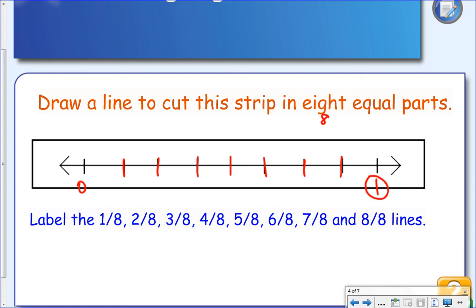Okay, so then I'm going to label that. I'm going to start over here at 0, and this will be 1/8. 2 eighths, 3 eighths, 4 eighths, 5 eighths, 6 eighths, 7 eighths, and then 8 eighths over here.